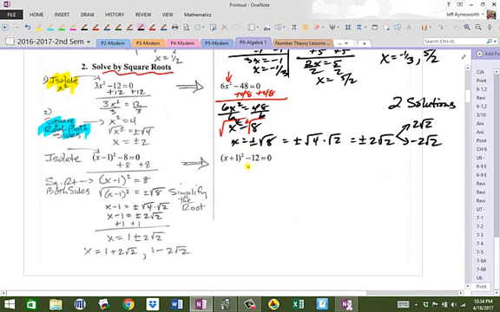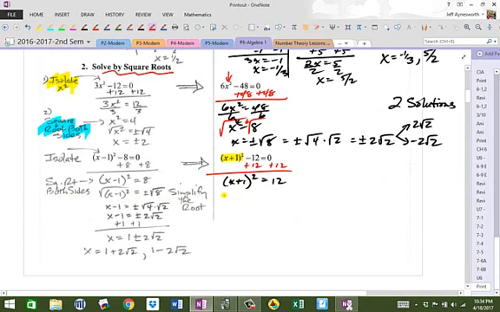All right, next one. Same thing, we're going to isolate the binomial, just like we did on the left. So we're going to isolate this binomial here, and we're going to do that by adding 12 first. Always add the opposite first. So you get x plus 1 squared equals 12. Step 2, square root both sides, just like we did over here on the left.